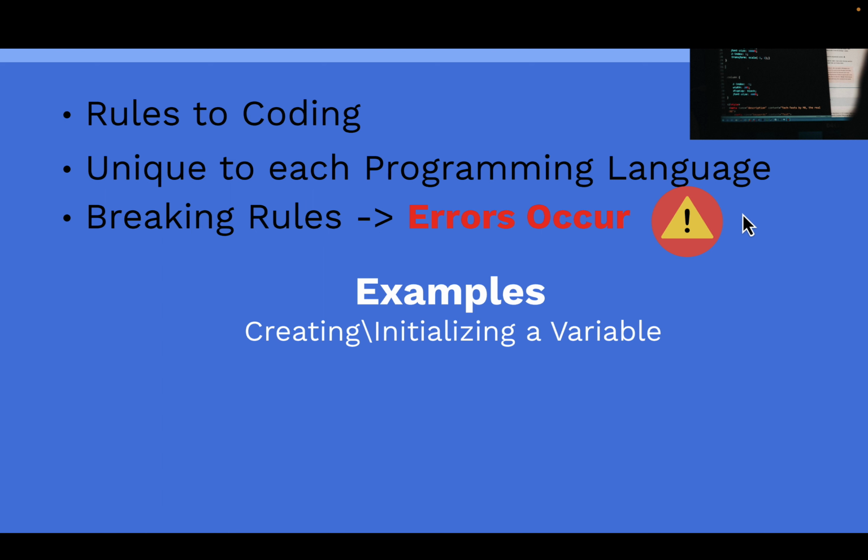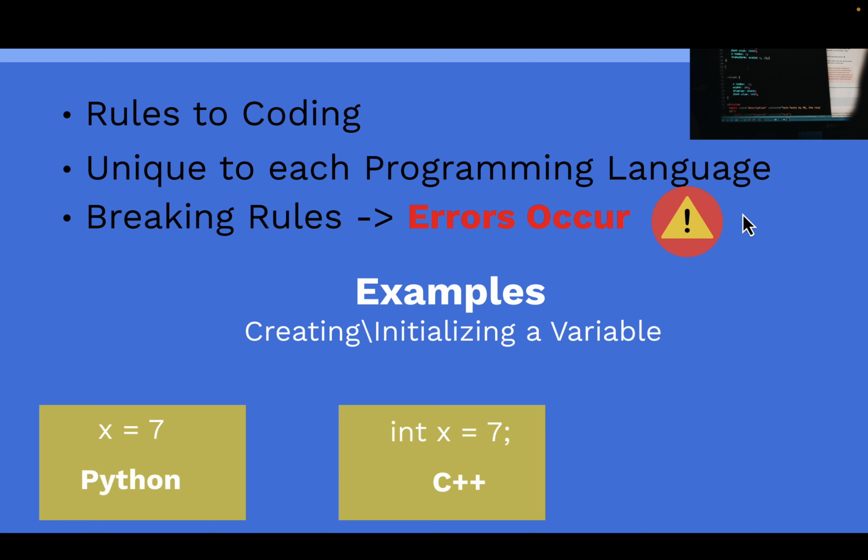Now, here are some examples of different languages and how to initialize a variable. For example, in Python, we have x = 7. So we're assigning a variable of x and giving it a value of 7. Simple and straightforward. In C++, slightly different. We're prefixing it with the word int for identifying that the variable x is an integer. And then you notice that at the end we have a semicolon.